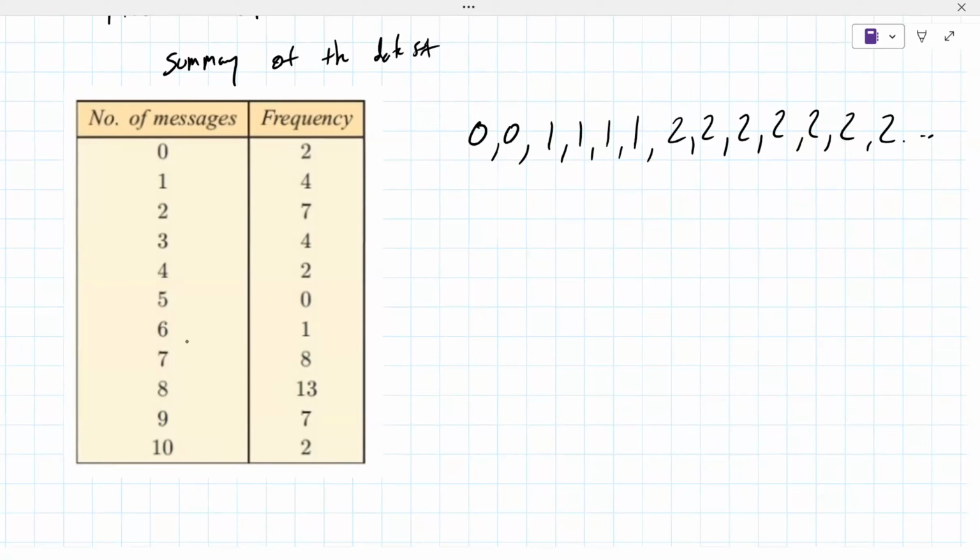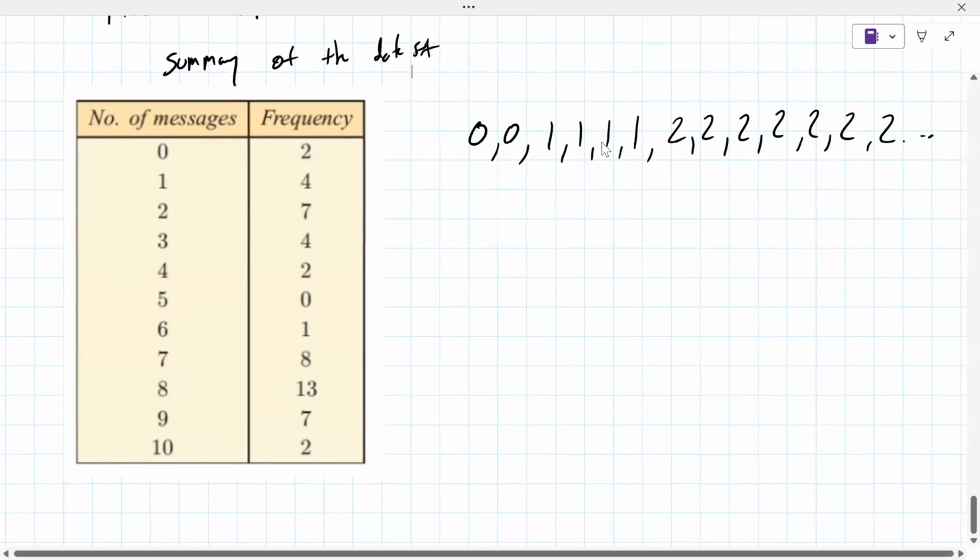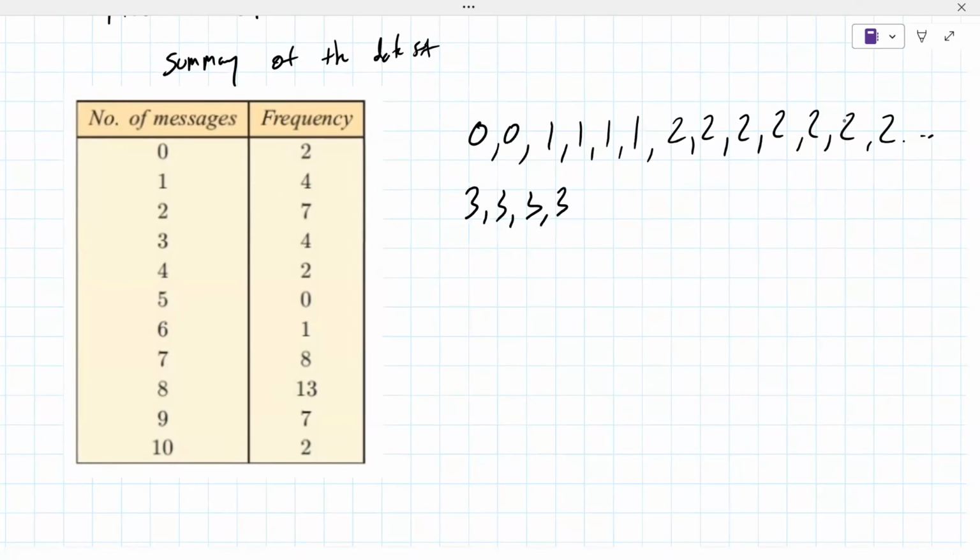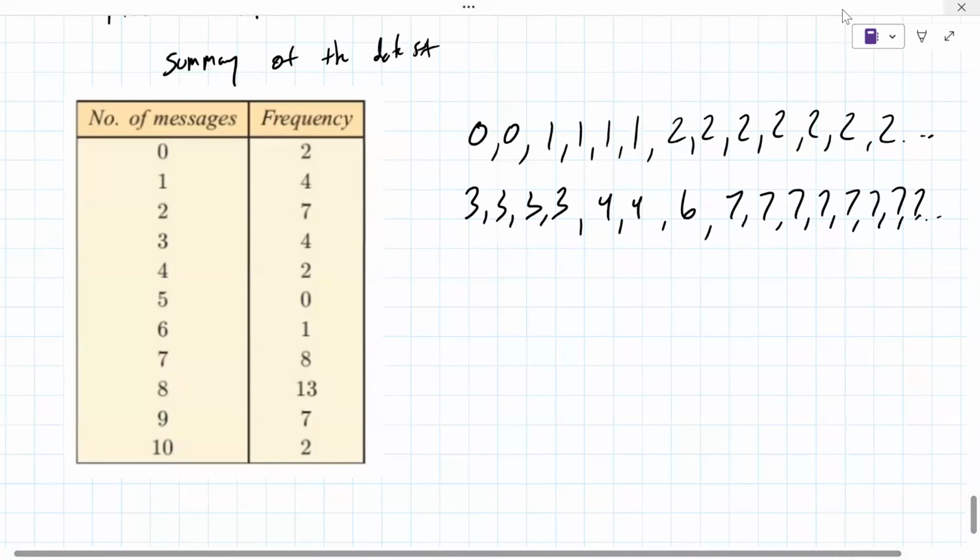So wait, sorry, what did you say right before the summary of the data set? This over here, just to the right, is the start of the real data set. There's 2 zeros, 4 ones, then 7 twos, 4 threes, 2 fours, 6, 8 sevens, 13 eights, 7 nines, and 2 tens, and so on. You could build this data set. We don't want to, but you could.